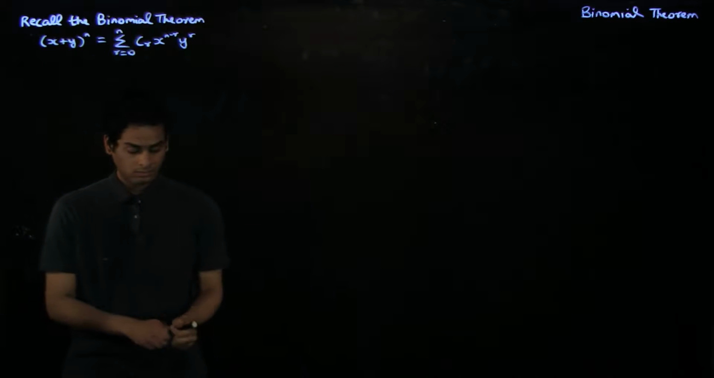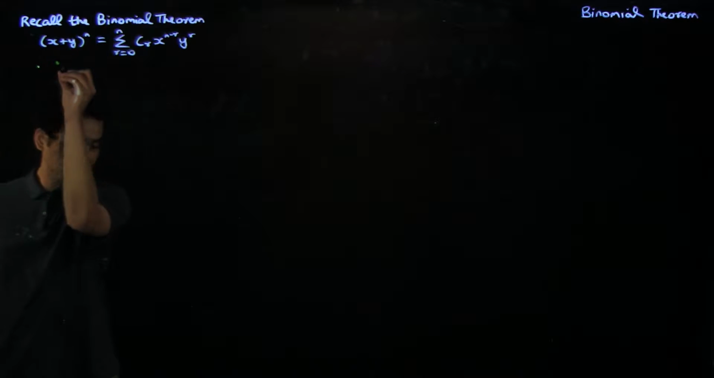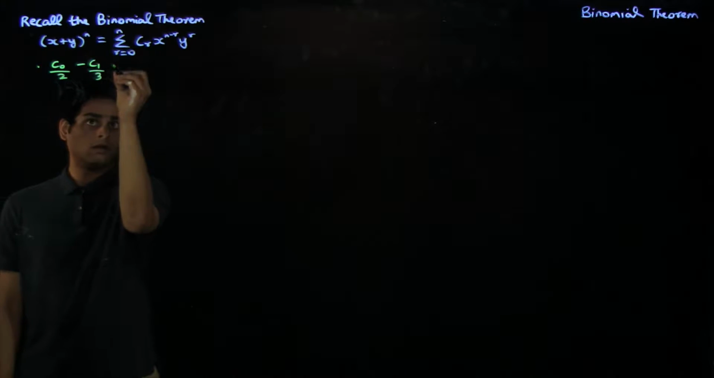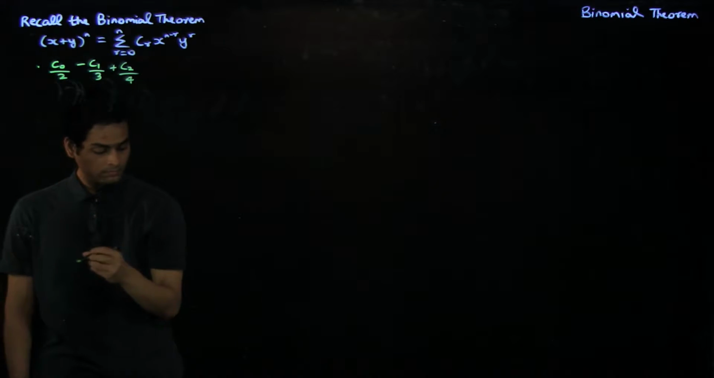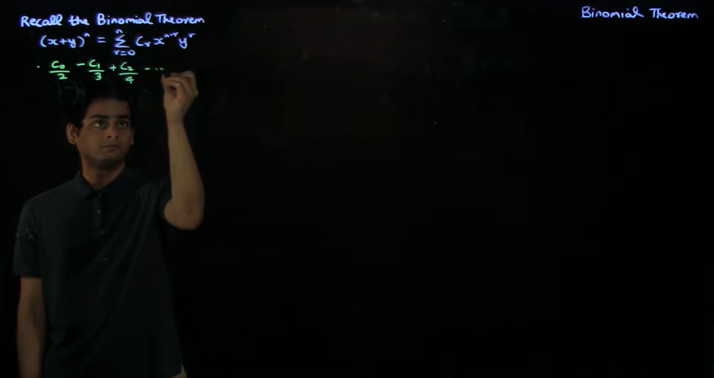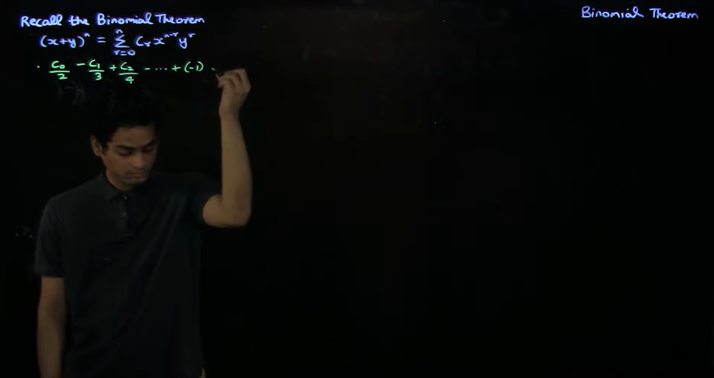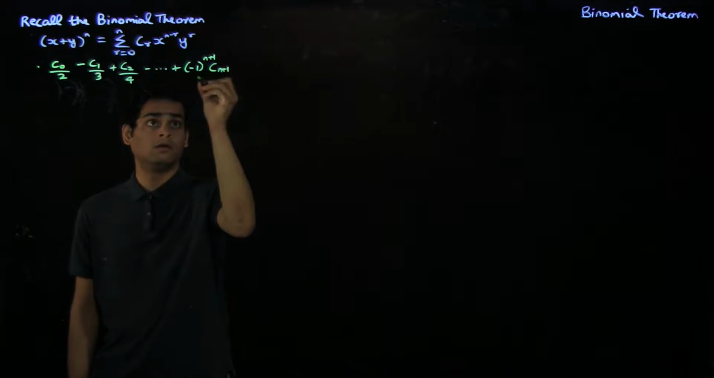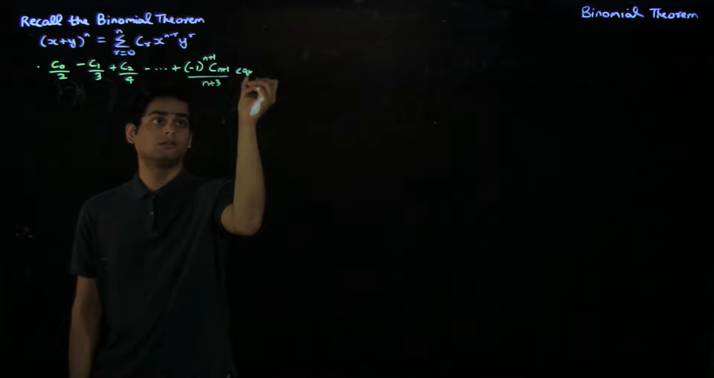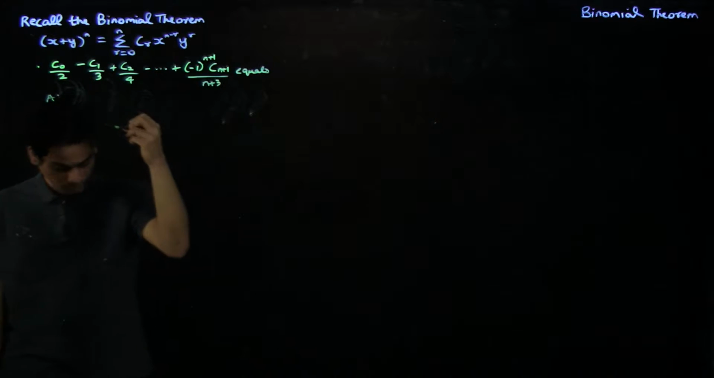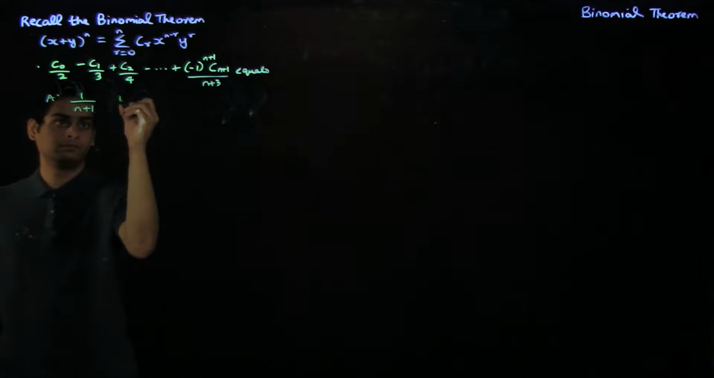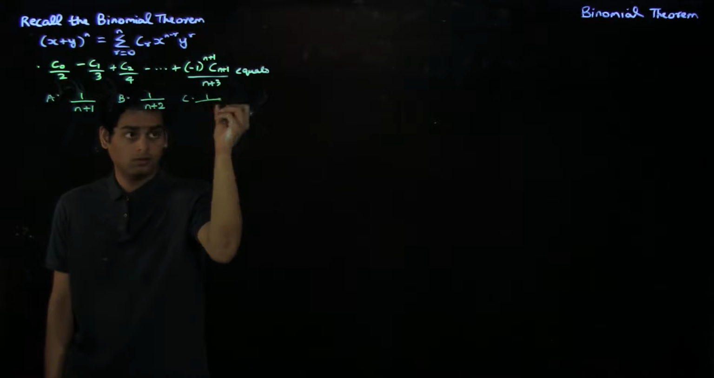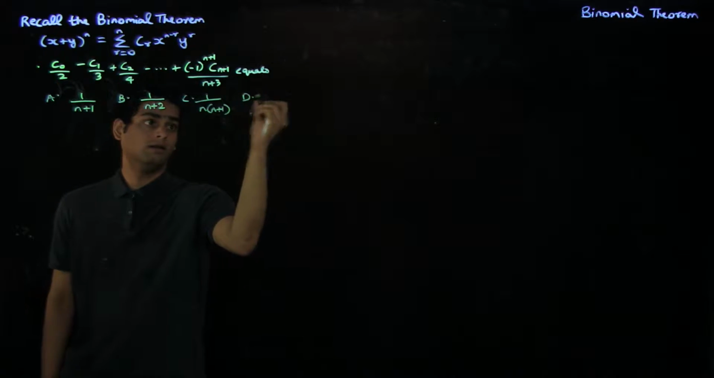So let's see a first example. The question is: C0 over 2 minus C1 over 3 plus C2 over 4 and so on, until (-1)^(n+1) C(n+1) over (n+3), equals, and the options are A, 1 over n plus 1, B, 1 over n plus 2, C, 1 over n times (n plus 1), and D, none of these.